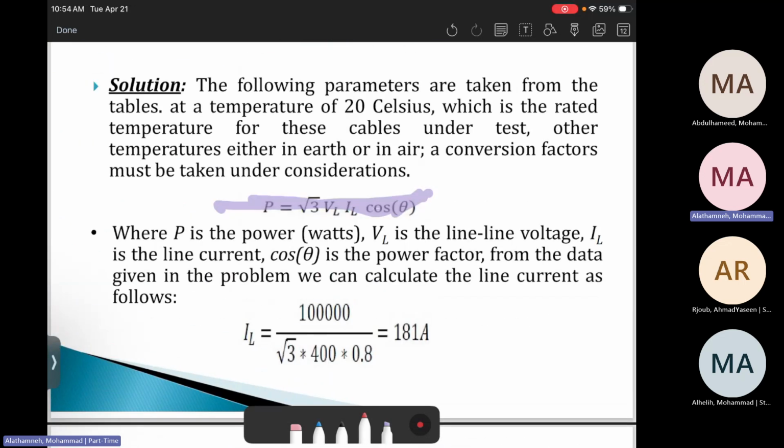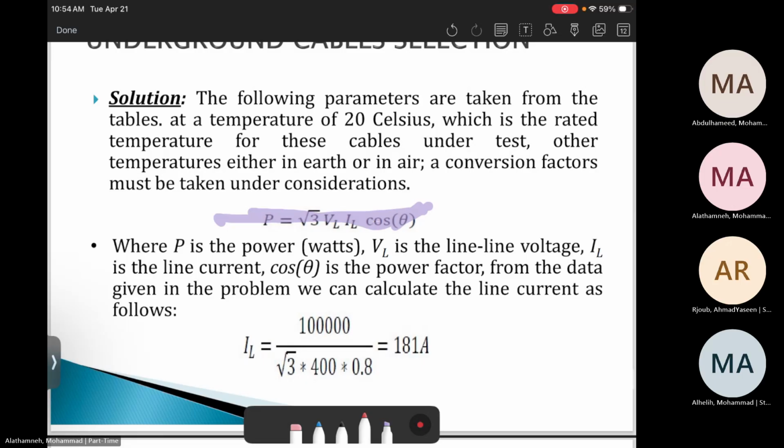Or if you want to keep it line to line, you can say times square root of 3. Then you can say cosine theta, which is the power factor. Then as a result, we can say I load equals the complex power S divided by square root of 3 times V load times cosine theta. That's the current. That's how we can do it.